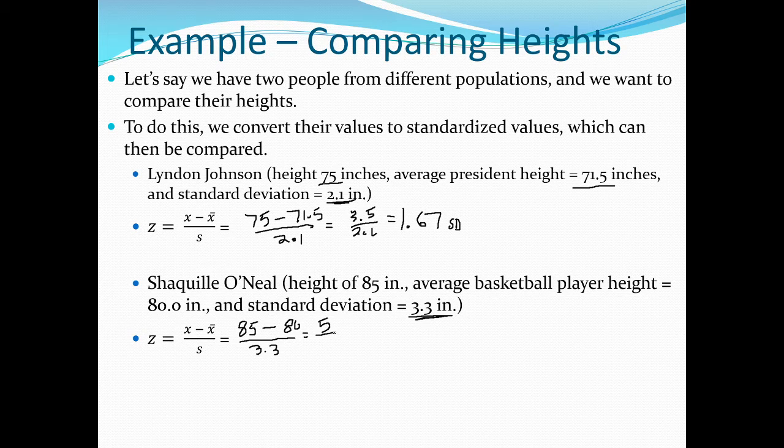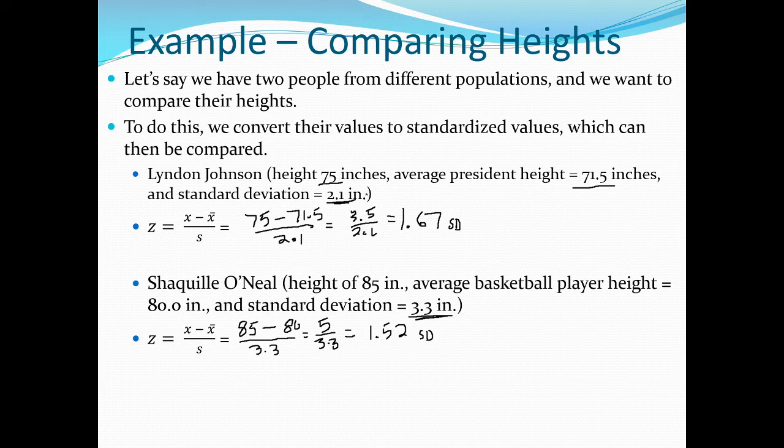So that'd be 5 over 3.3. 5 divided by 3.3, we get 1.52 if we round it off there. So 1.52, not inches, but standard deviations. This is not 1.52 inches or 1.67 inches. These are deviations here. So he is only 1.52 deviations above the average basketball player's height.